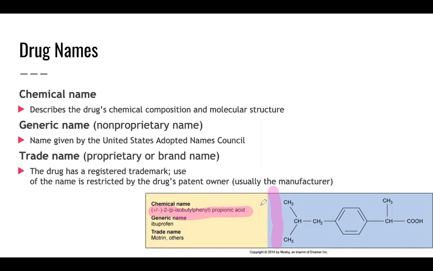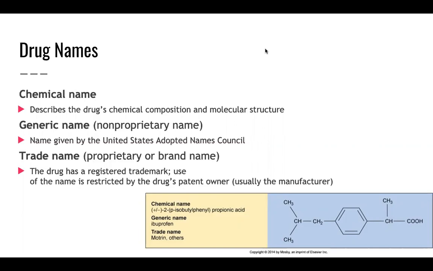So next we have the generic name. And so this drug down here is Motrin. Motrin is going to be the trade name. The generic name is ibuprofen. Our generic or non-proprietary name is a name given by the United States Adopted Names Council. The trade name, also known as the proprietary or brand name, in this case would be Motrin. This drug has a registered trademark, and the use of the name is restricted by the drug patent's owner. So Motrin is a trademark name.